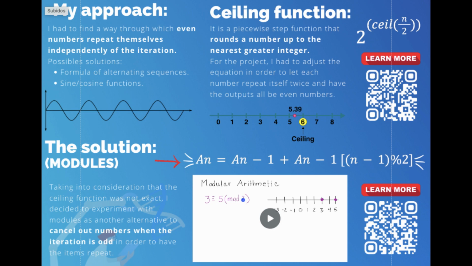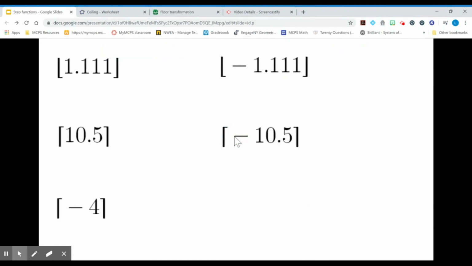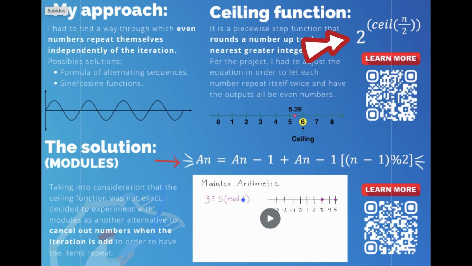After many trials and errors, I decided to look for new and unknown alternatives. I got to know the ceiling function. It is a piecewise step function that rounds a number up to the nearest greater integer. It has an opposite function called the floor function, which essentially rounds down a number to the nearest smaller integer. For the project, I had to adjust the equation in order to let each number repeat itself twice and have the outputs all be even numbers. However, this formula was not exact, since the values of the first and second iteration were 2, and this is not real for my specific case.